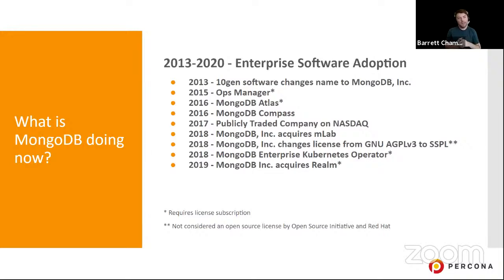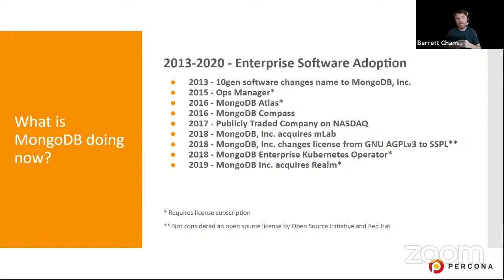2016, Compass. That was empowering developers through a graphical user interface to run queries against the MongoDB interface, do data analysis, that sort of stuff. That is an open source solution, so you can use that without the proprietary license. 2017, they went public on NASDAQ, so they're growing this business, getting more people on Ops Manager, more people on Atlas. Then they started to kind of battle their competition, I guess, around 2018.